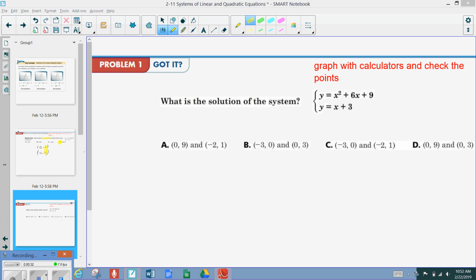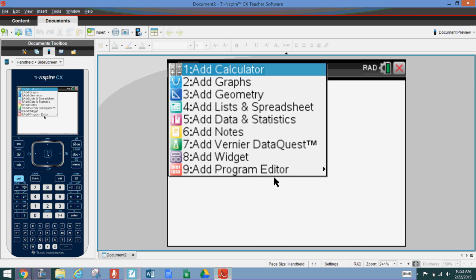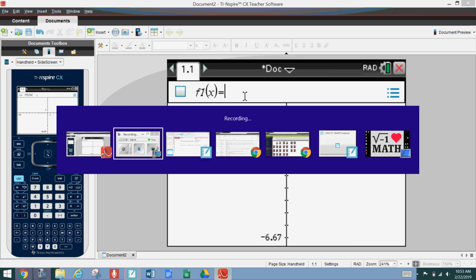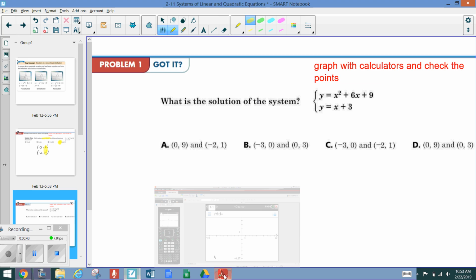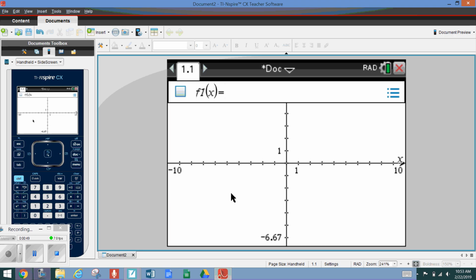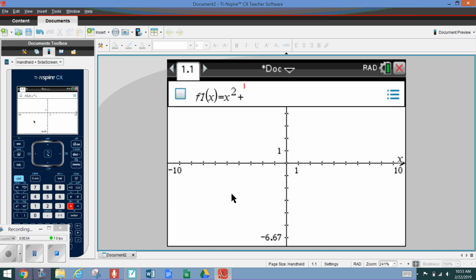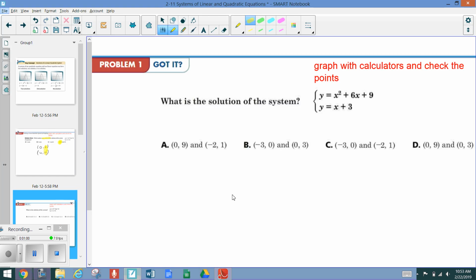Practice. First, I'm going to clean the calculator, Control N. Do not save it. We're going to graph it. What was the first one? X squared plus 6x plus 9. And then the second one was x plus 3.